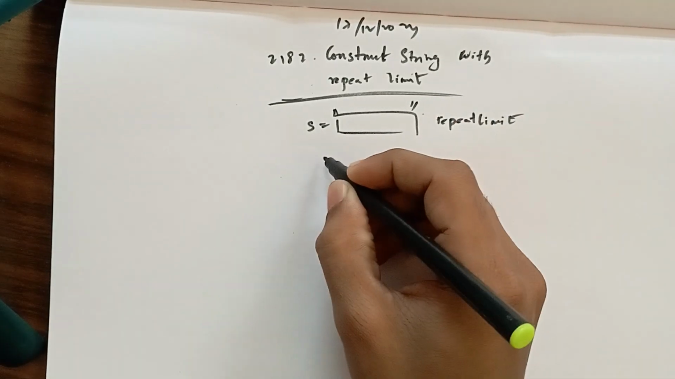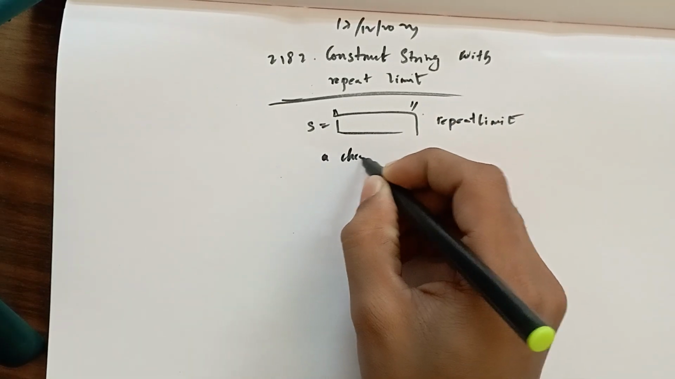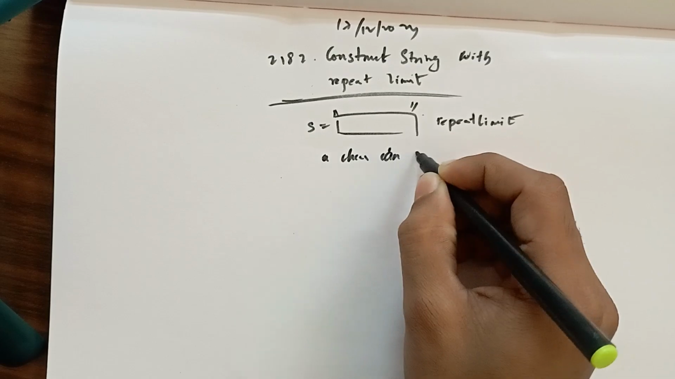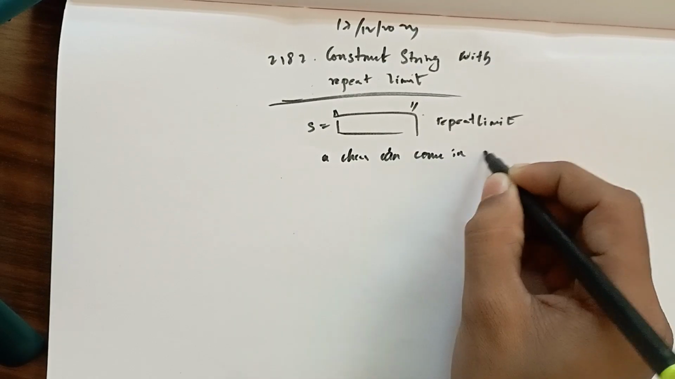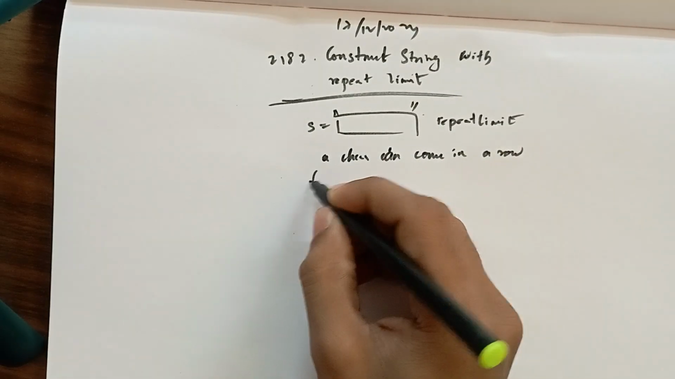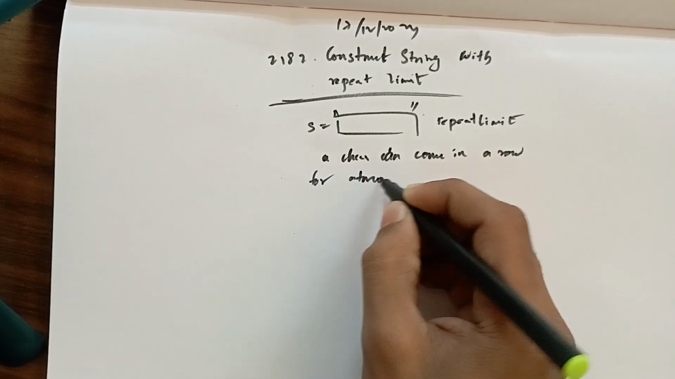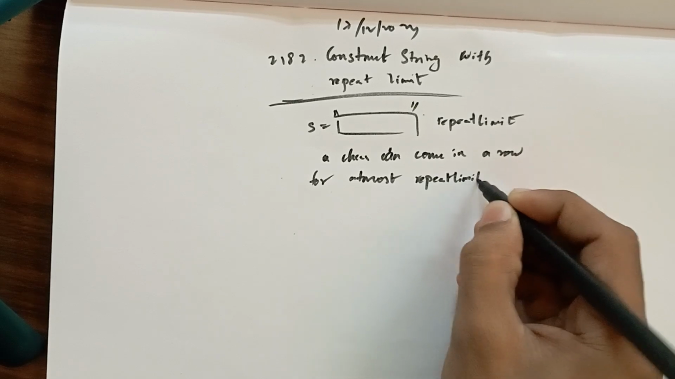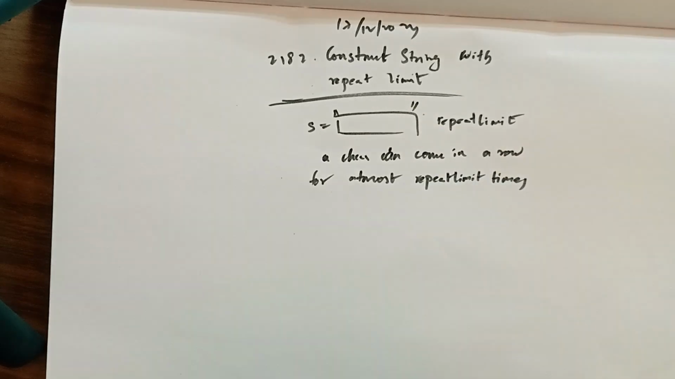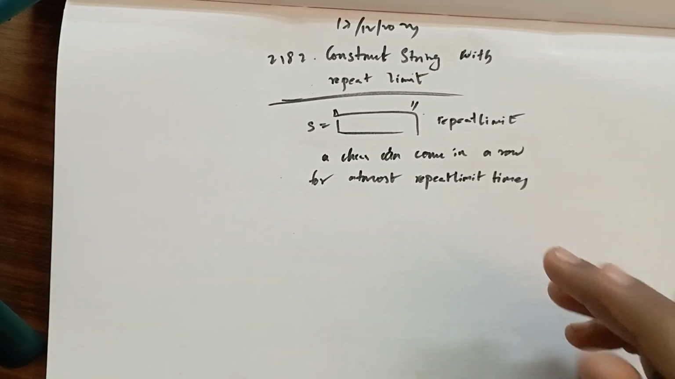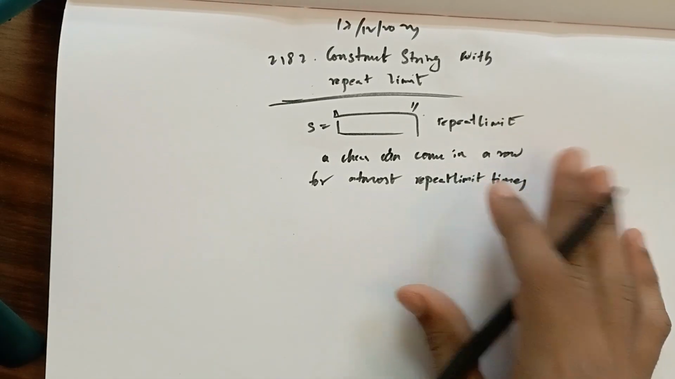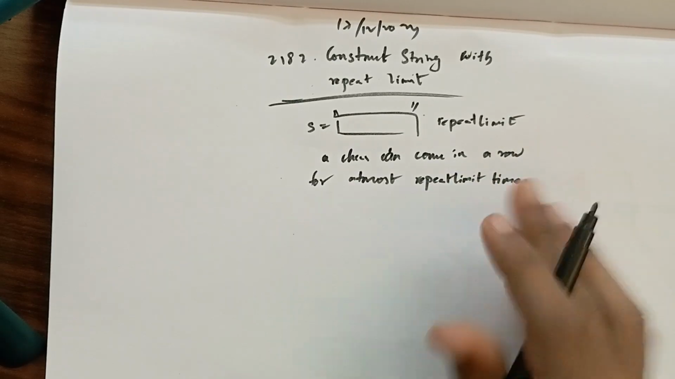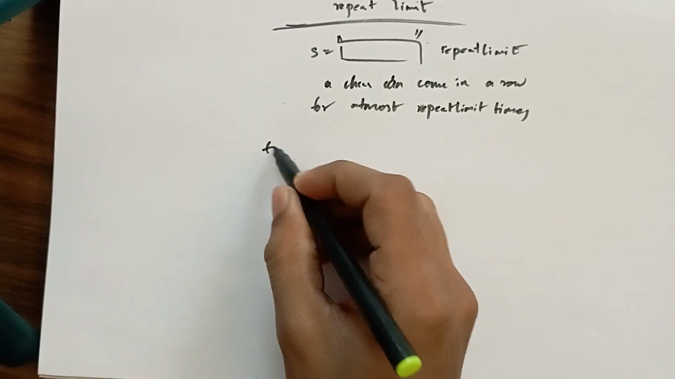That means a character can come in a row for at most repeat limit times. So that means we need to construct a lexicographically largest repeat limited string possible. So let us go with an example.